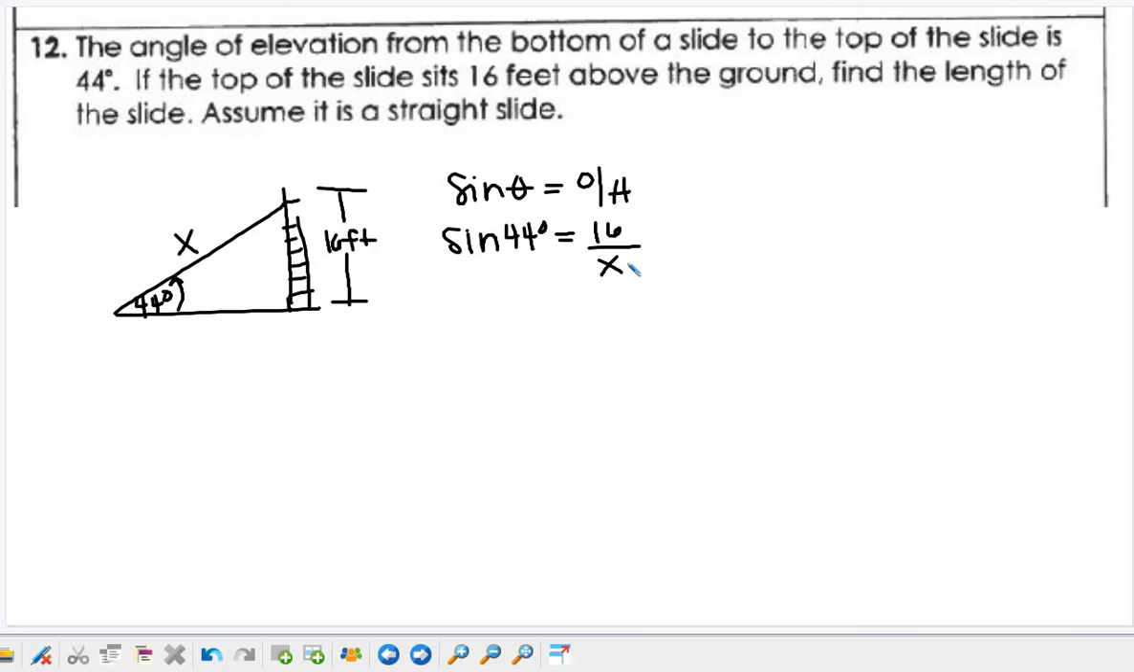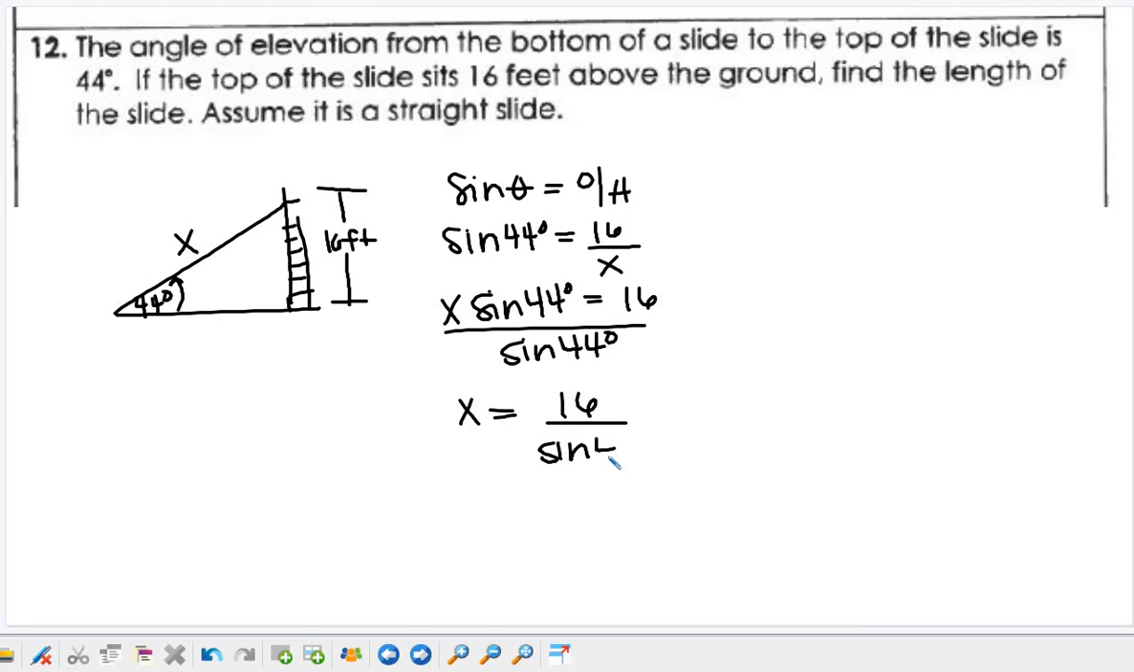So again, we have that kind of 2-part, which you may at this point be able to skip a couple steps and get there, but I'm going to show you the whole thing. So we have x is equal to 16 over sine of 44 degrees, which we'll type in the calculator. So remember, we're not doing inverse sine because we're not looking for an angle measure. We have an angle measure. So it'll be 16 divided by sine of 44, which gives you approximately 23.0 feet.